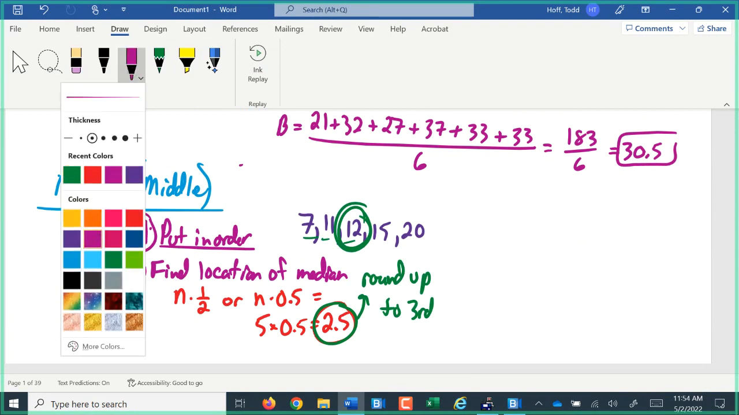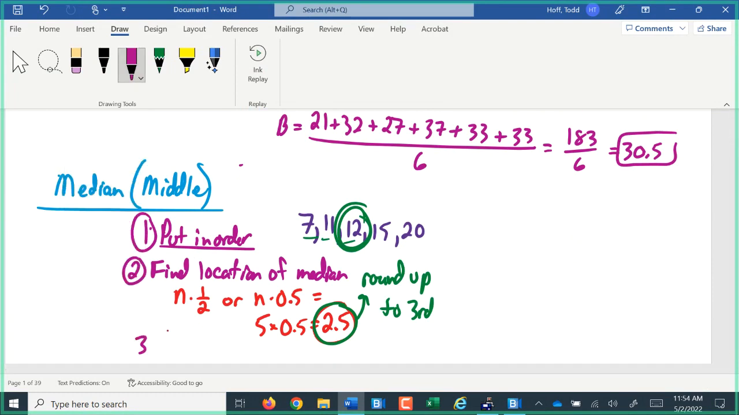I kind of did step 3 there. Step 3 is find the median. So once we found the location, it's the third number in the list, we go back to the list and we find the actual median.